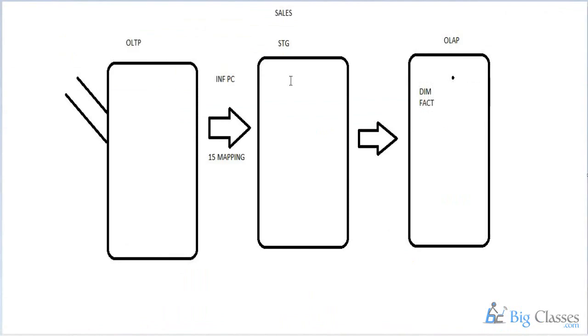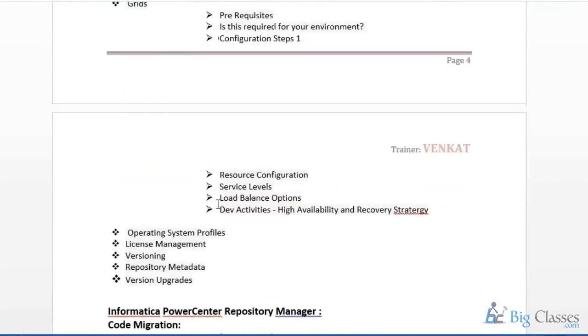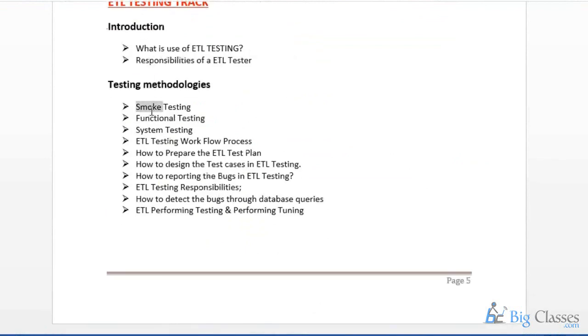So every time you load the data into the tables, we'll perform all these testing activities, as I told you. These are all the different testings that we have, like smoke testing, functional testing, system testing. We'll understand what is the testing project life cycle and what are the testing responsibilities, and we'll see how you can perform the testing for all those. From the developer's point of view, how do you perform the unit testing? We'll see that. Once the ETL goes into the testing phase, what are the different testing methodologies that we do? We will also go through that.